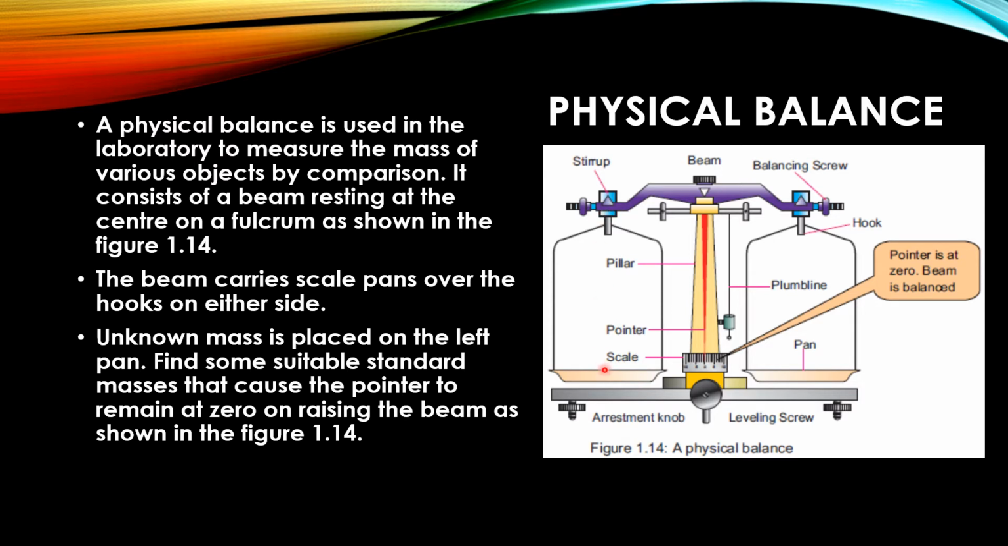The unknown mass is placed in the left pan and the standard masses of known mass are placed in the right pan. Whatever the value of the standard masses when the arrestment knob is raised and the pointer is at the 0 position will show the actual value of the unknown mass. That is how we can measure the value of the unknown mass by using a physical balance.